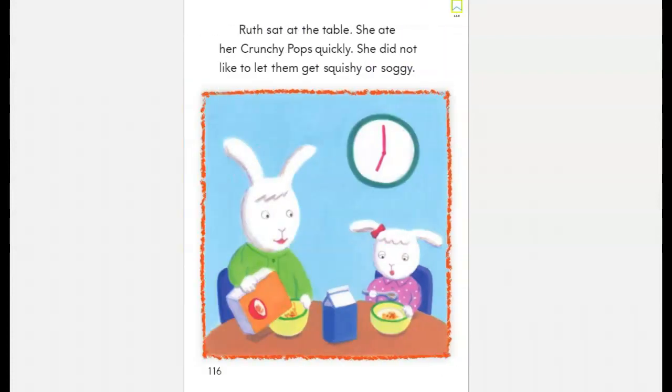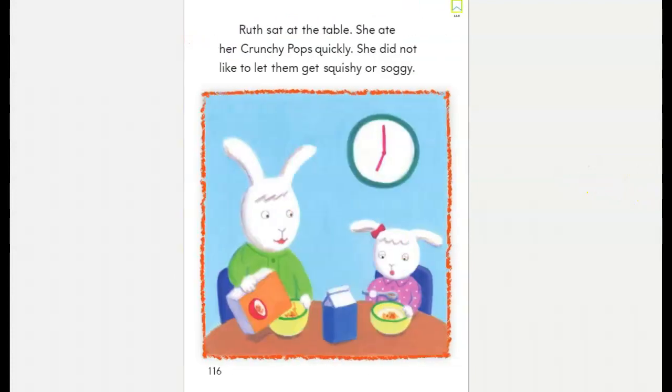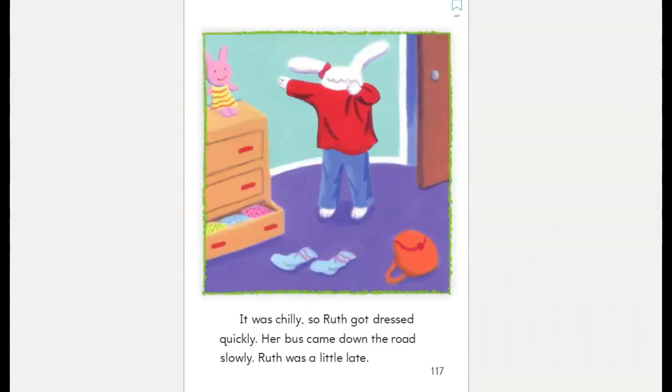So far in Ruth's day, she has woken up, ate some breakfast, gotten dressed, and now it tells us her bus is coming down the road slowly.